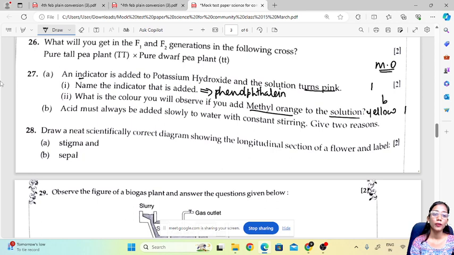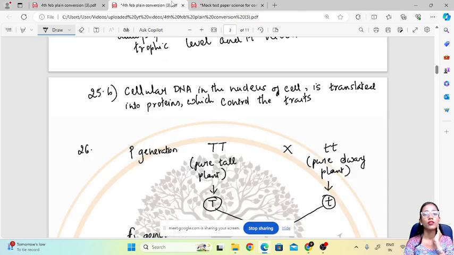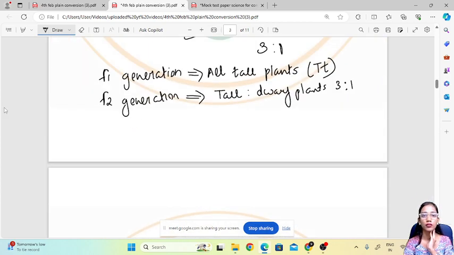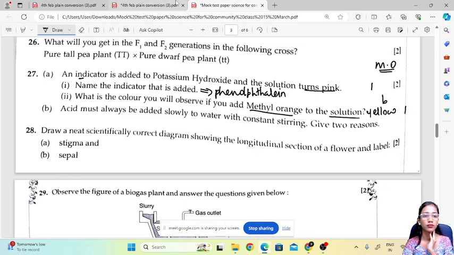Okay, the next question, 27b. Acid must always be added slowly to water with constant stirring. Give two reasons. Okay, two reasons are asked over here. So first of all, we need to know why acid is added to water and not water to acid.